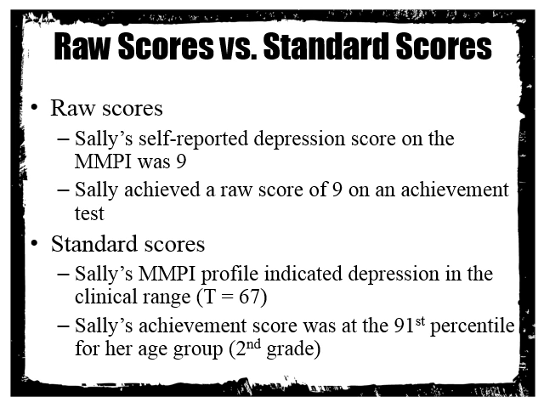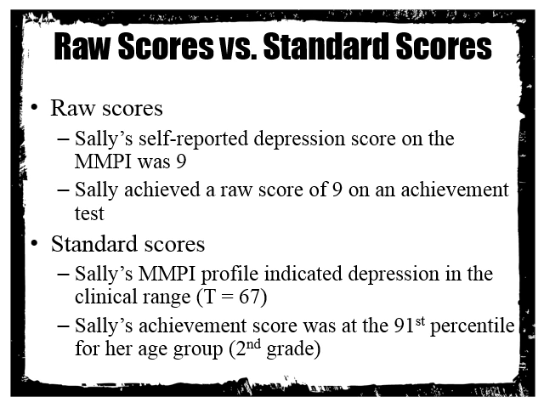Okay, now we're going to talk about raw scores and standard scores. Raw scores aren't that useful and interpretable, unfortunately. I'll give you two examples. Sally's self-reported depression score in the MMPI was 9. Sally achieved a raw score of 9 on an achievement test. When we read these, we don't know what to do with the 9. What does the 9 mean? Well, in order to understand what the 9 means, we have to translate it into a standard score.